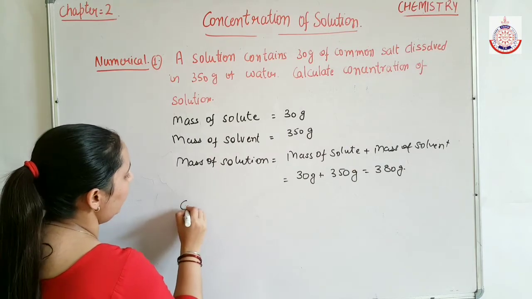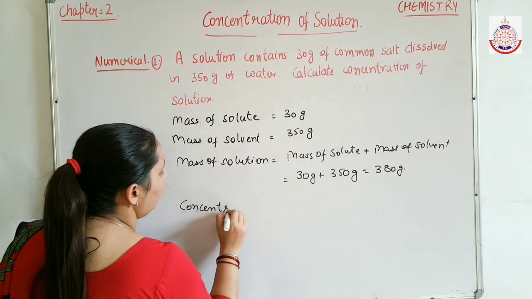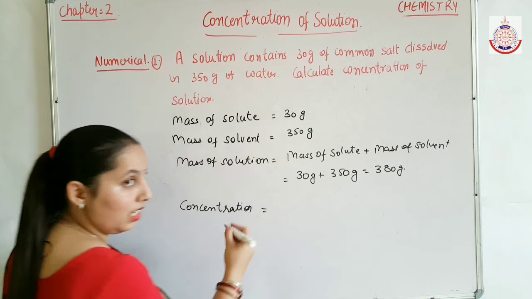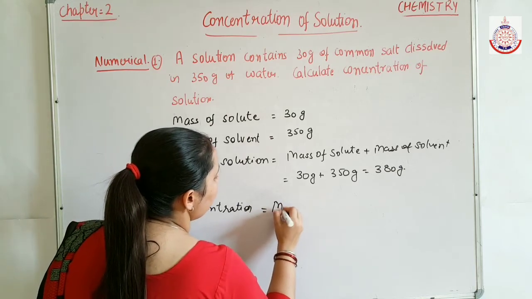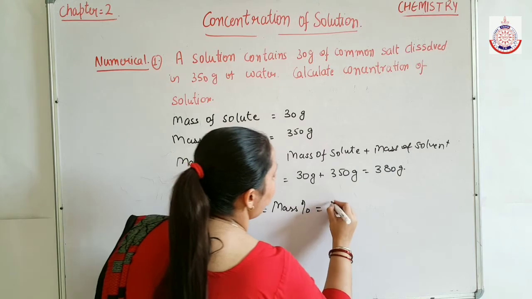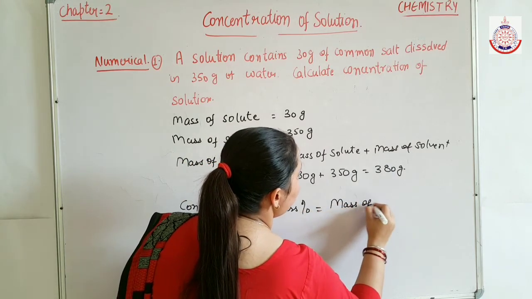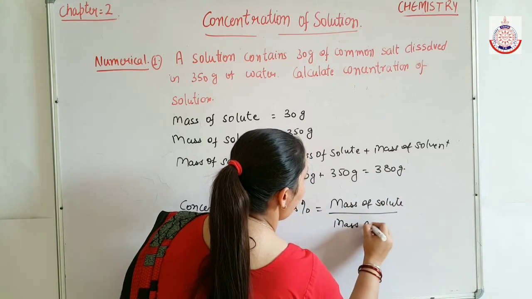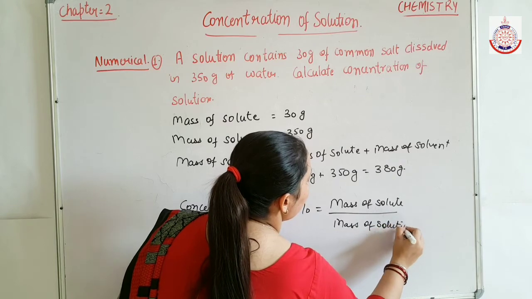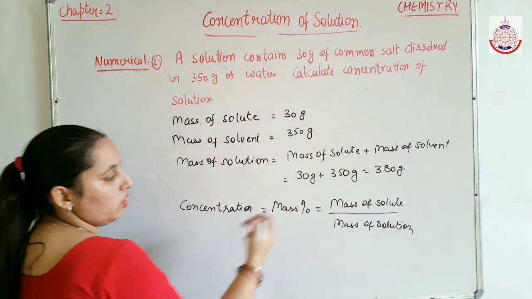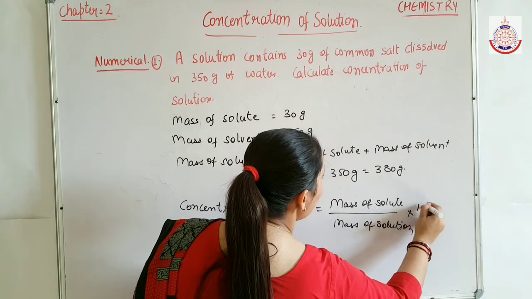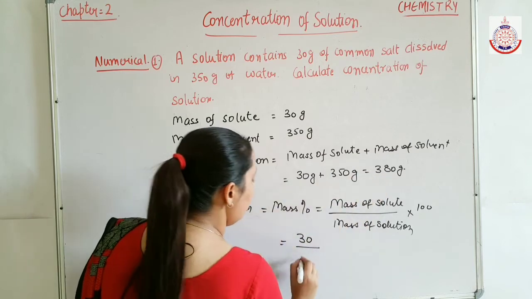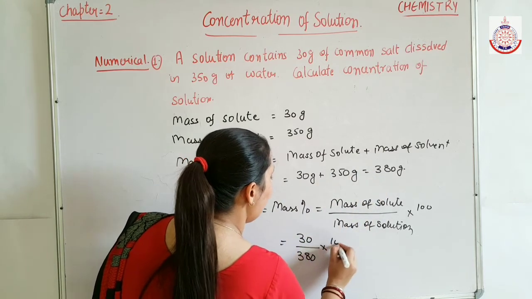What you have to find? You have to find out the concentration. So what concentration? Concentration percent, you can say by mass percent, right? Mass percent of the solute means the mass of solute present in the mass of solution. We are talking about concentration of the solution. That is why we are taking here solution into 100. So the mass of solute is 30, mass of the solution is 380, into 100.